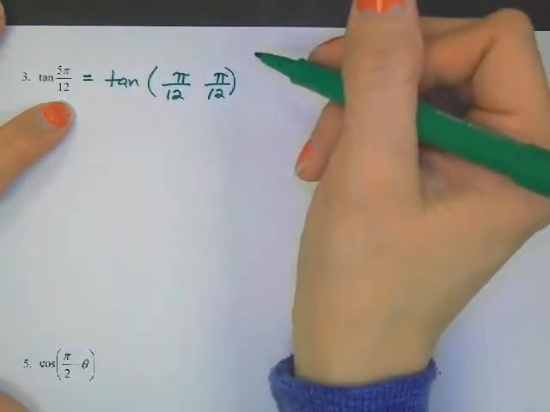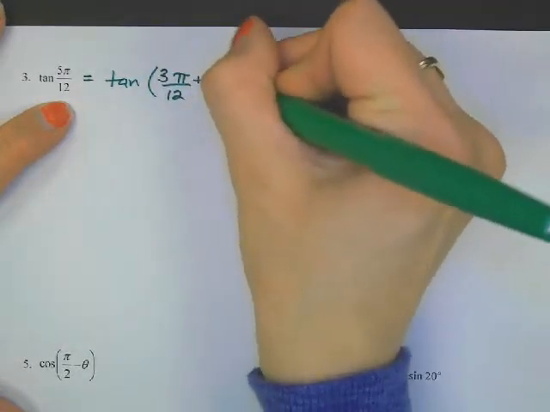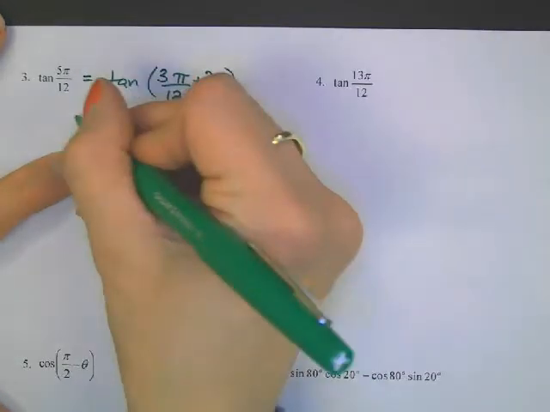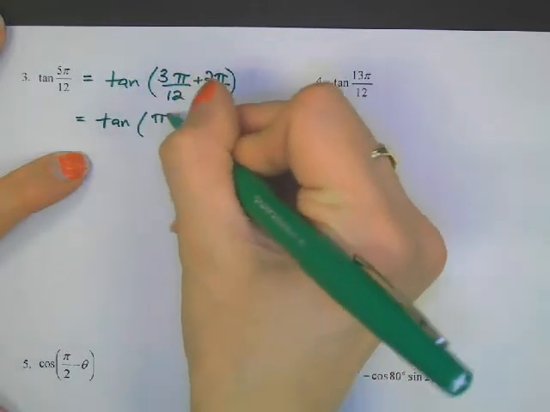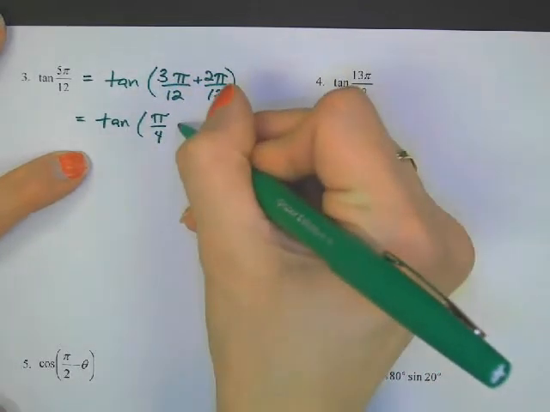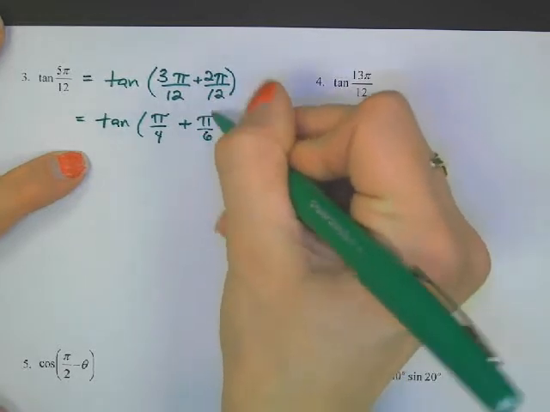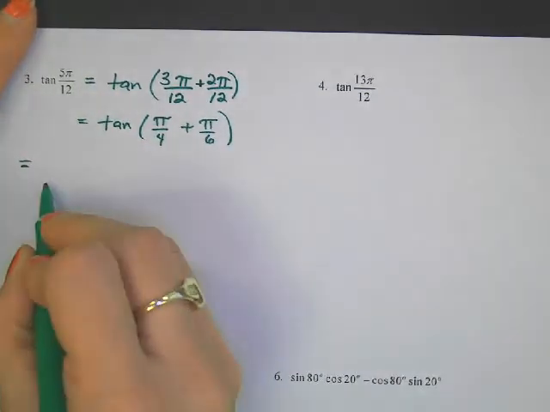Should we do 3 plus 2? 3 plus 2 makes a 5, but are these fractions that I know from the unit circle? Let's see. This would make tangent of pi over 4 plus pi over 6. Perfect! I do know both of those. Okay, now it's time to use the formula.